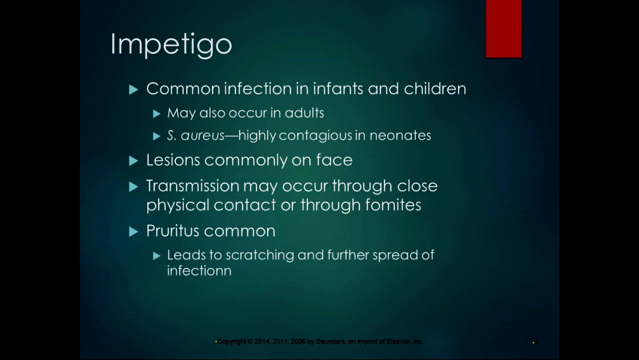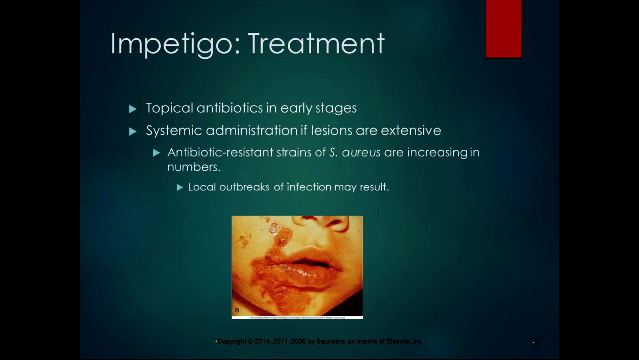So there's a picture in the book of a cute little infant's face with impetigo. Oh, here it is. I really should look at my PowerPoints. I mean, I do, but here's that picture. Topical antibiotics are used to treat in early stages, and systemic antibiotics are used if lesions are extensive. Of course, as we know, there are antibiotic-resistant strains of Staphylococcus aureus, and 25% of the people in the community have those now. So you can get local outbreaks of infection because the antibiotics aren't working. This is bad news, people.